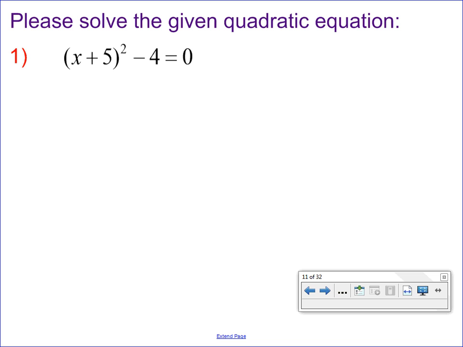Sketch the graph and then compare the x values of my solutions with the graph. So let's consider the quadratic equation (x + 5) squared minus 4 equals 0. Everyone, we're not going to do our forward, reverse, and undo every single time, but we will do this for the first several.